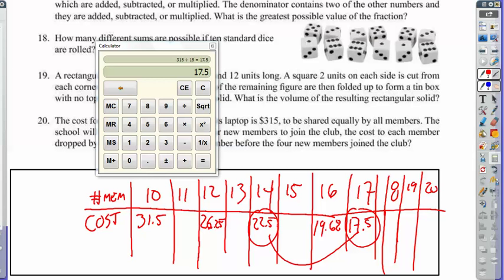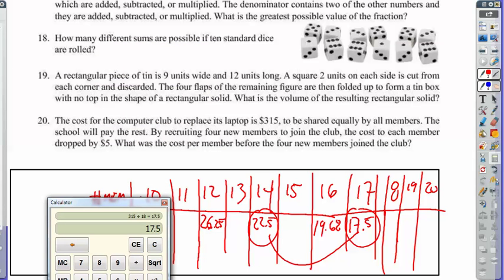So this is 5 apart. Well, so that means, what was the cost per member before the 4 members joined? Well, it's $22.50 right here, and we just made a table and logicked our way out of it.